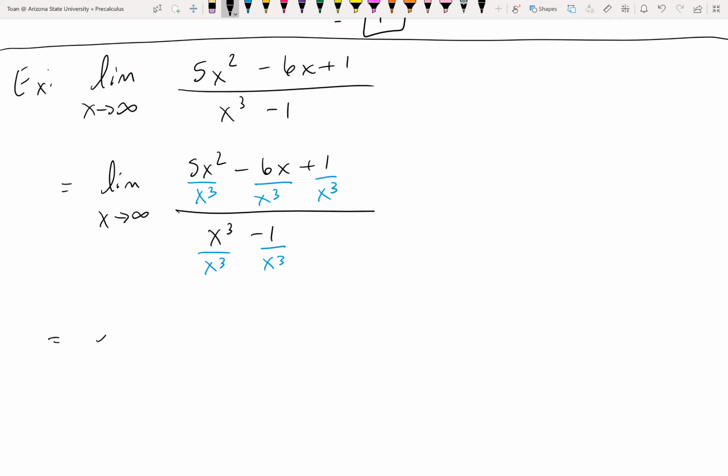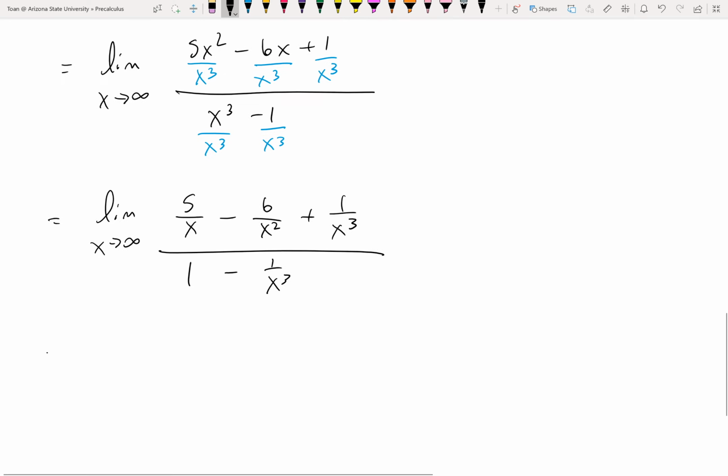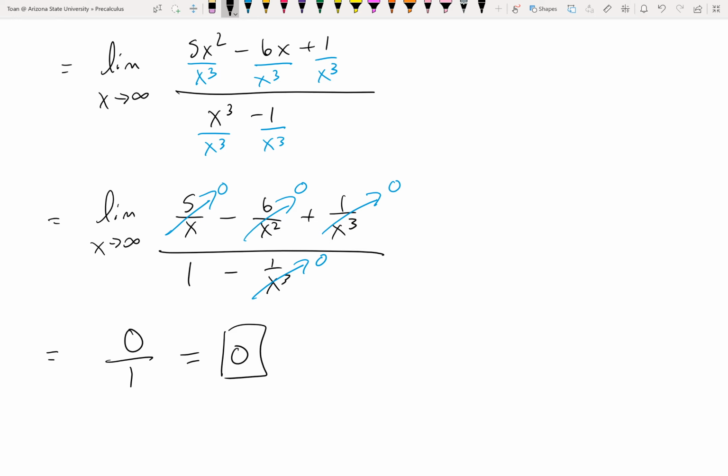So you're going to get the limit as x approaches infinity of 5 over x minus 6 over x squared plus 1 over x cubed, all over 1 minus 1 over x cubed. Now when you apply the limit, anything that has a variable in the denominator will go to 0. This will go to 0, this will go to 0, this will go to 0, this will go to 0. So all you're left with is 0 over 1, which of course is 0. This has a horizontal asymptote of y equals 0. The limit as x approaches infinity is 0.